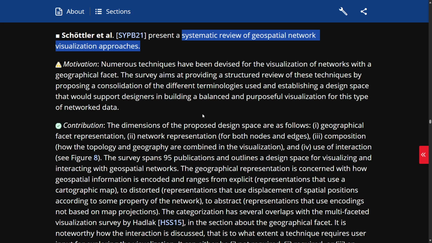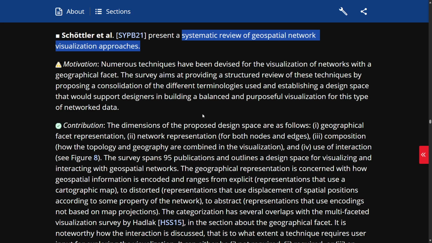1. Geographical facet representation. 2. Network representation, for both nodes and edges. 3. Composition. How the topology and geography are combined in the visualization. And 4. Use of interaction. See Figure 8. The survey spans 95 publications and outlines a design space for visualizing and interacting with geospatial networks.